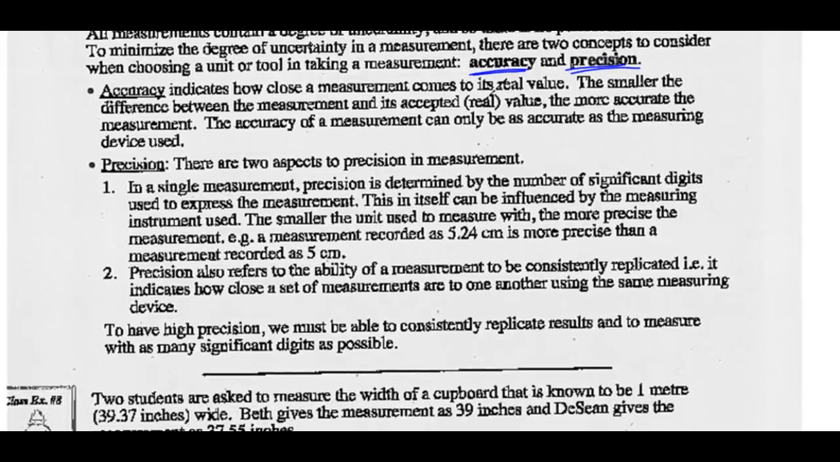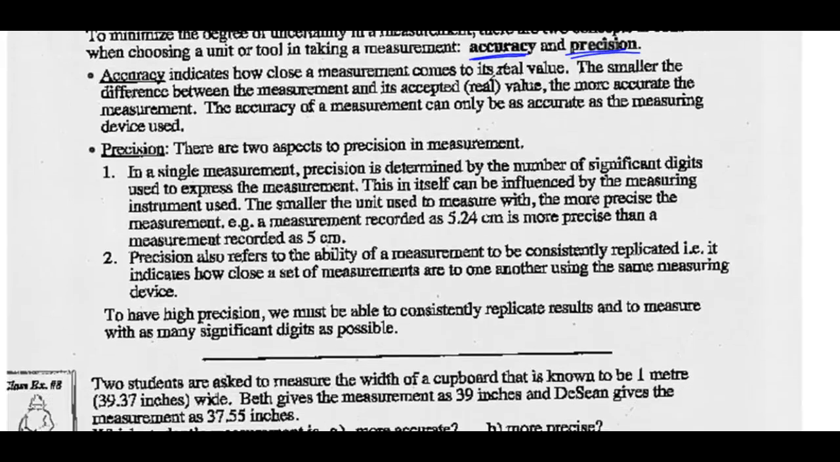Let's understand the definitions. Accuracy indicates how close a measurement comes to its real value. The smaller the difference between the measurement and its accepted real value, the more accurate the measurement is. The accuracy of a measurement can only be as accurate as the measuring device used. All right, so that's accuracy.